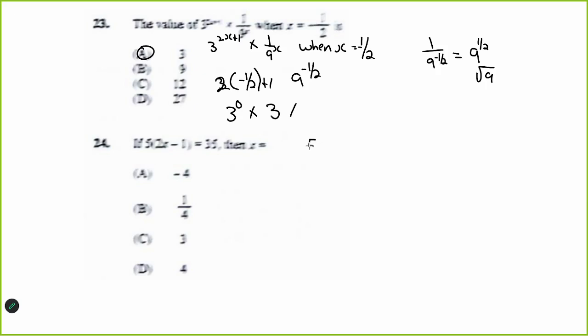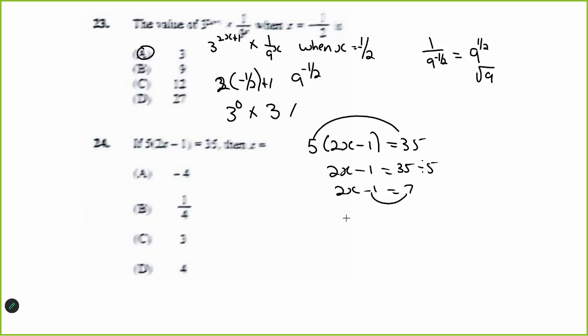This one says 5 times 2x minus 1 is equal to 35. Make x the subject. So 2x minus 1 is equal to 35 divided by 5. So that's 2x minus 1 is equal to 7. Carry this across: 2x is equal to 7 plus 1. Then x is equal to 8 divided by 2, which is equal to 4. So the answer for this one is 4.